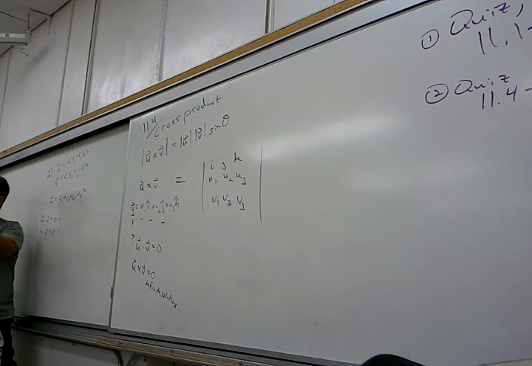Exactly. 2 vectors define a plane, just like 2 points define a line. 2 vectors define a plane, as long as they're not lying on top of each other, because then it wouldn't really be two separate pieces of information. It'd be one piece of information, right?